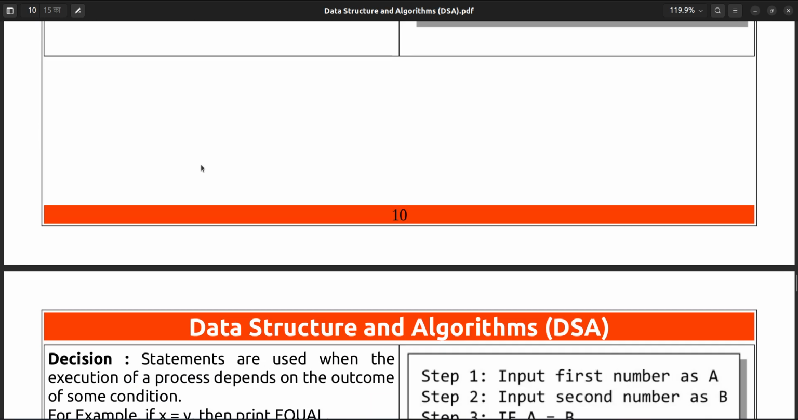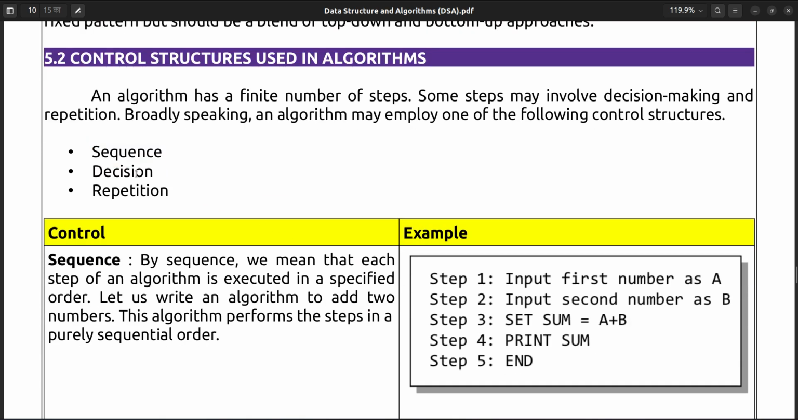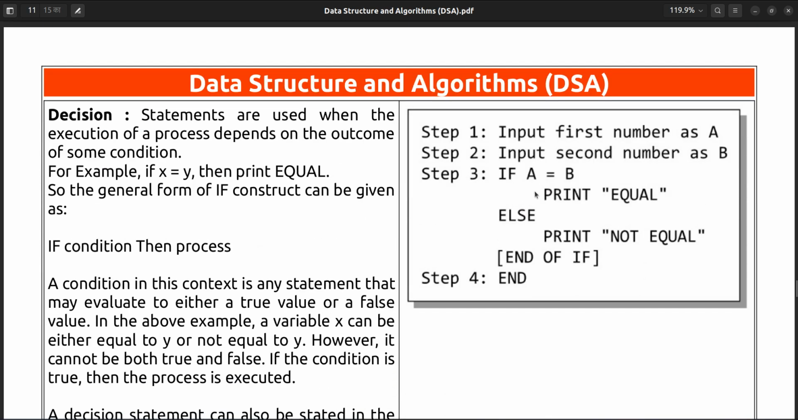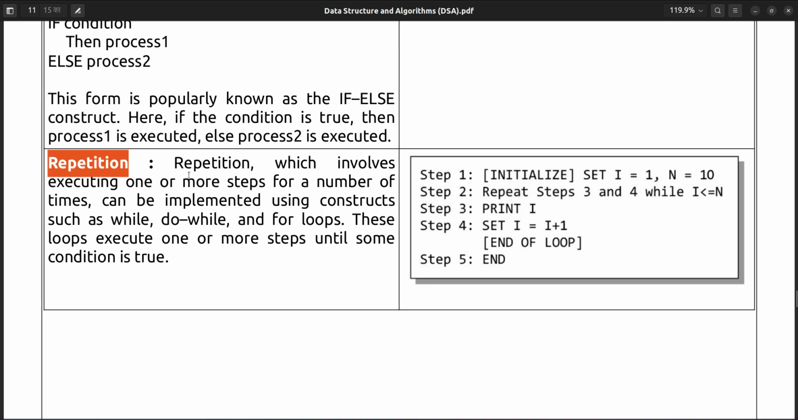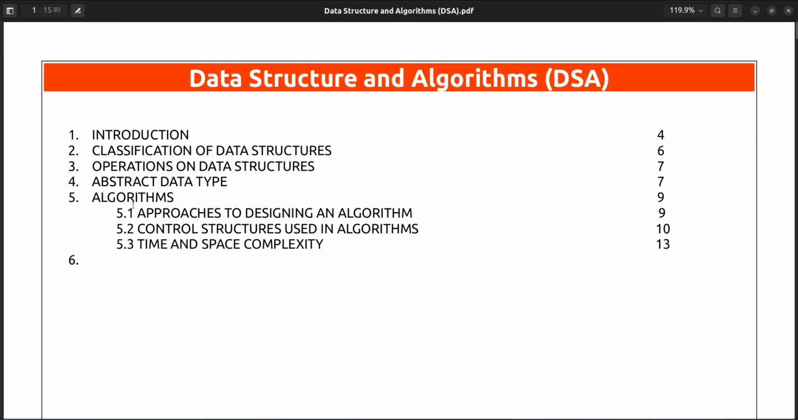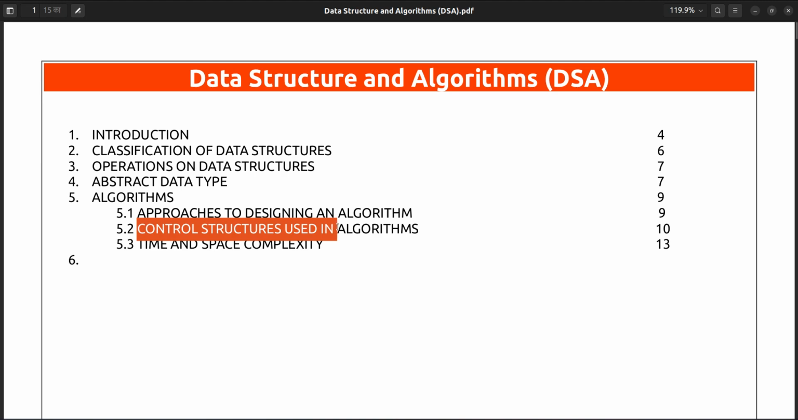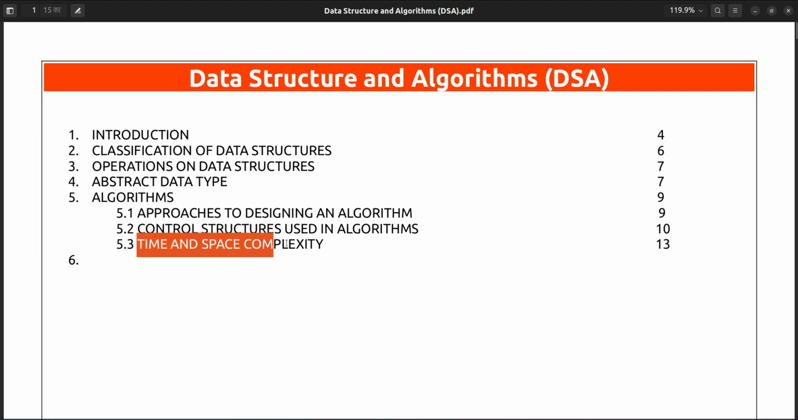So three control structures are there. One is sequence. In the same sequence it will be executing. Another one is decision making. It will execute depending on the conditions. Third one is repetition. It will execute the same statement multiple times on the basis of a condition only. So this is the algorithm, approaches to design the algorithm, and control structures used in algorithms. In the next session we will see time and space complexity of the algorithm.